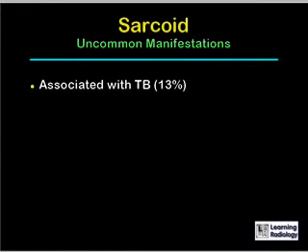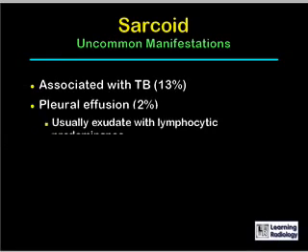Uncommon manifestations of sarcoid. Sarcoid can be associated with tuberculosis. Pleural effusion may be seen in sarcoid, but it is very rare, and when you see a pleural effusion, you should think of some other disease, especially lymphoma. It is usually an exudate with lymphocytic predominance.